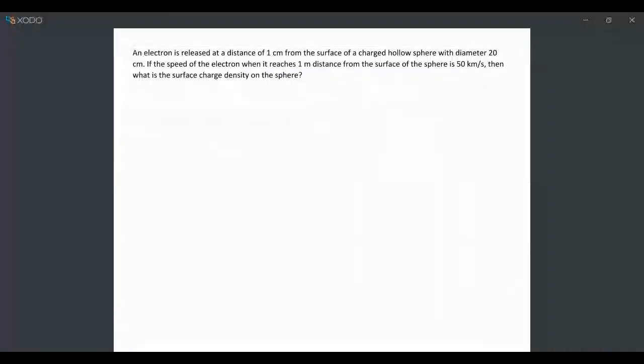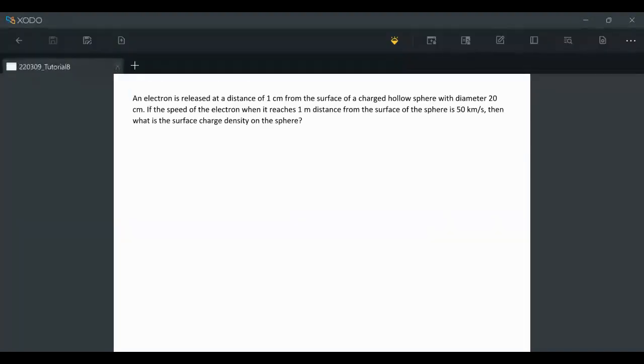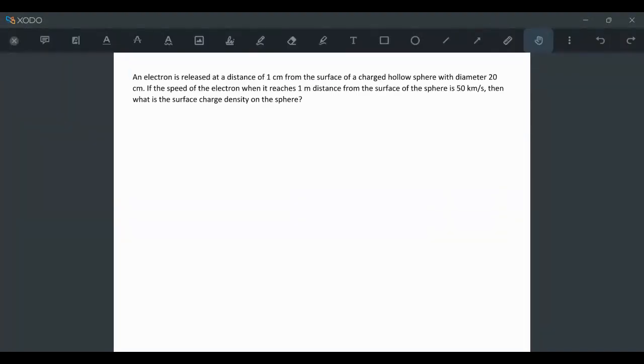Okay, so let's dive in. The first problem is on the screen. So we have an electron. It's released, we're told, a distance of 1 centimeter from the surface of a charged hollow sphere with a diameter of 20 centimeters. We're told that the speed of the electron once it reaches a meter from the surface of the sphere ends up being 50 kilometers per second. If that's the case, we're asked what is the surface charge density on the sphere.